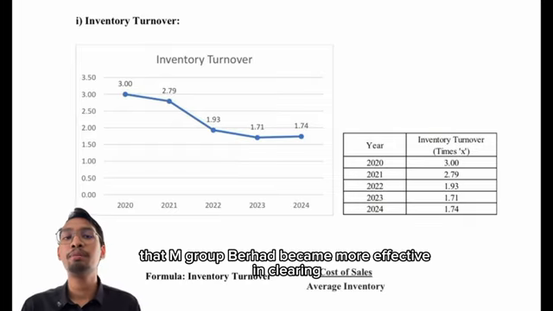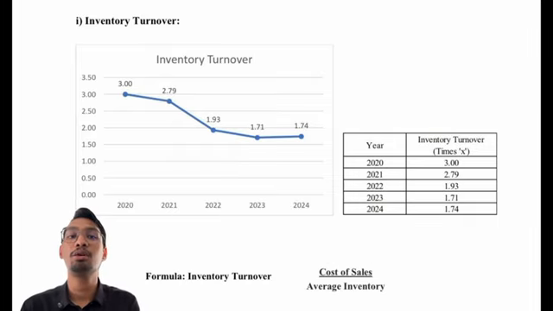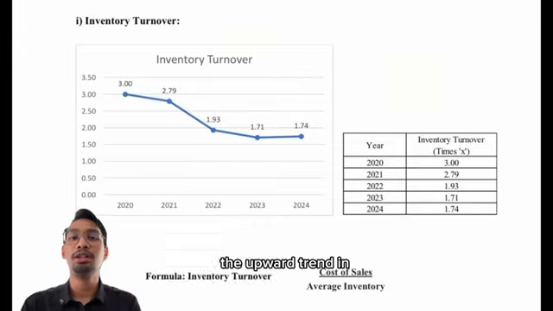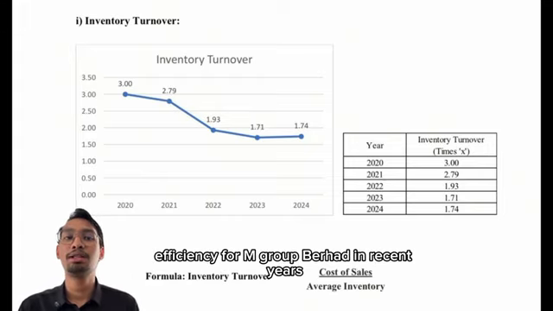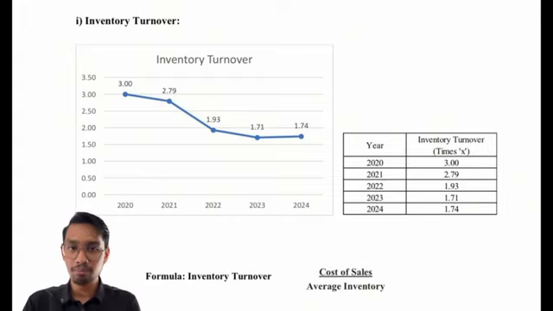This suggests that M Group Berhad became more effective in clearing completed developments, reducing unsold stock, and responding to better market demand. Overall, the upward trend in inventory turnover indicates improved inventory management, reduced holding costs, and stronger operational efficiency for M Group Berhad in recent years.